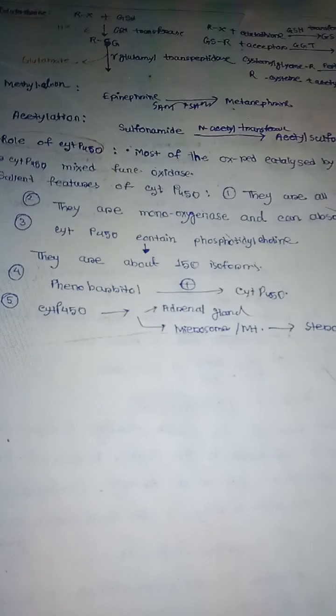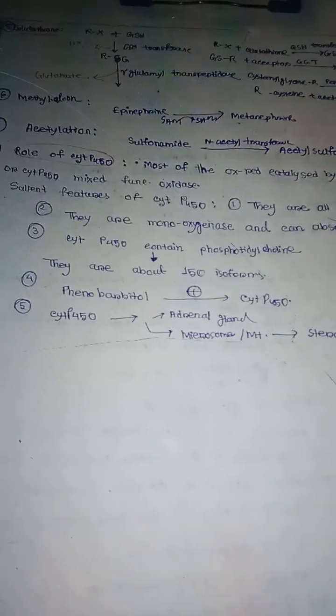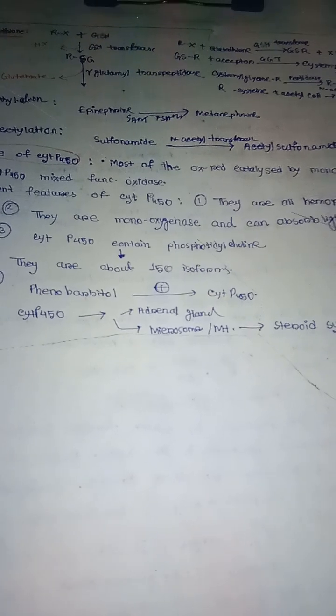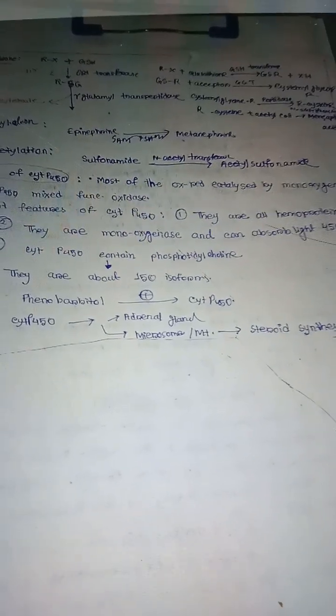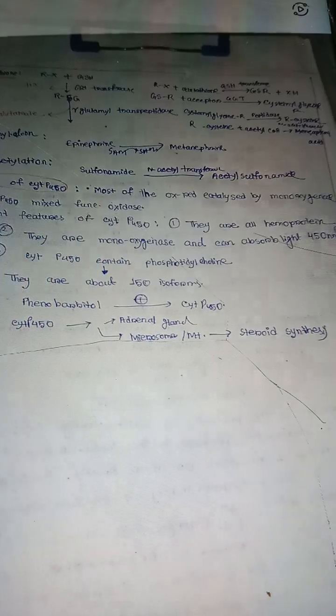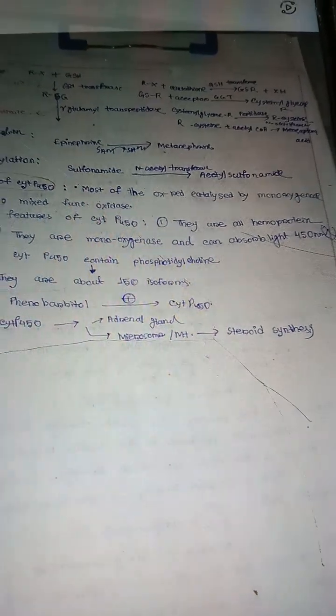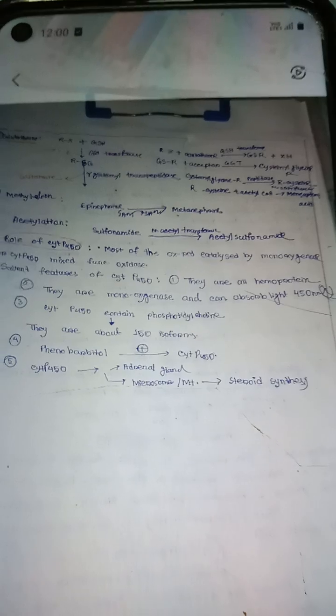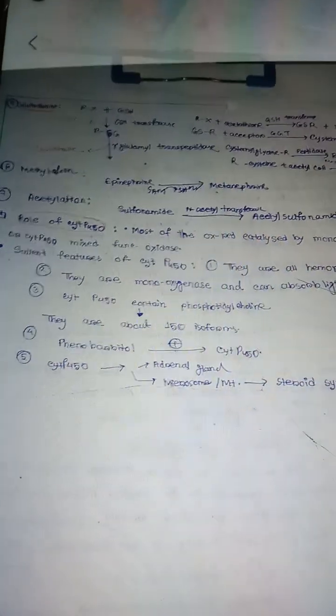Okay, you should also know the roles of cytochrome P450. Okay, what is cytochrome P450? It is a monooxygenase, which catalyzes many oxidation reactions.